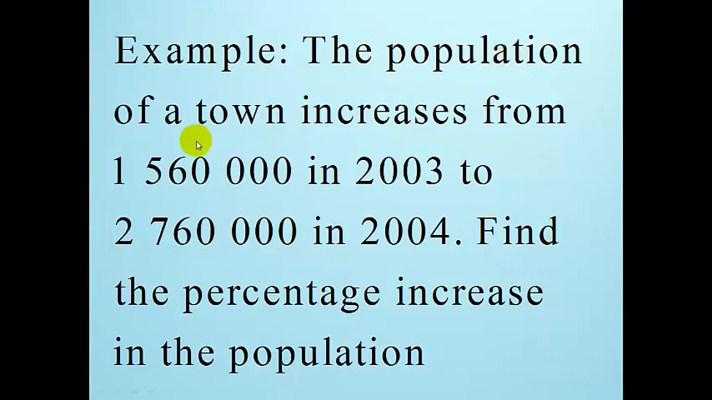Example, the population of a town increases from 1,560,000 in 2003 to 2,760,000 in 2004. Find the percentage increase in the population. Now, when you consider this question, you can see that there is an increase in population from 1,560,000 in 2003 to 2,760,000 in 2004. Now we have to find the percentage increase in the population. Now let's see how best we can find the percentage increase.